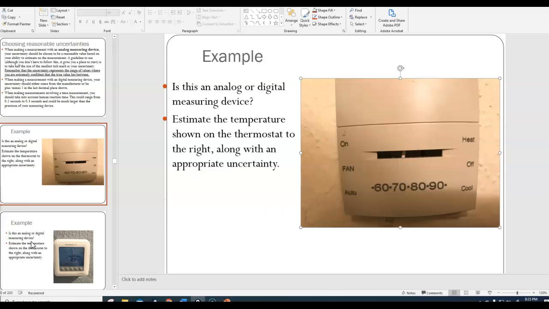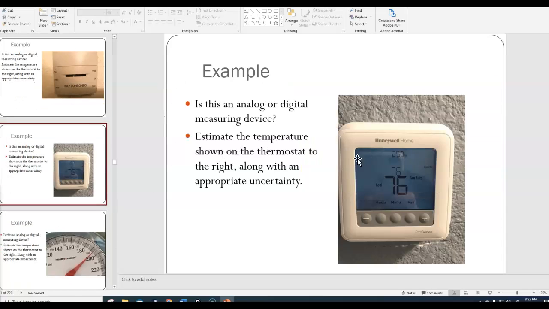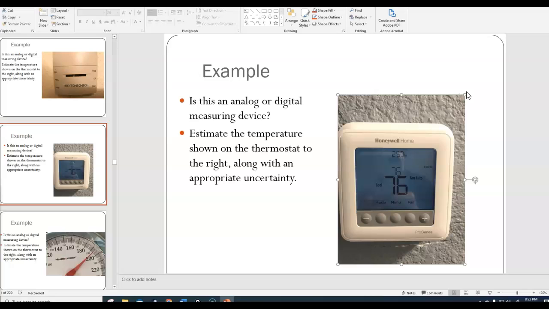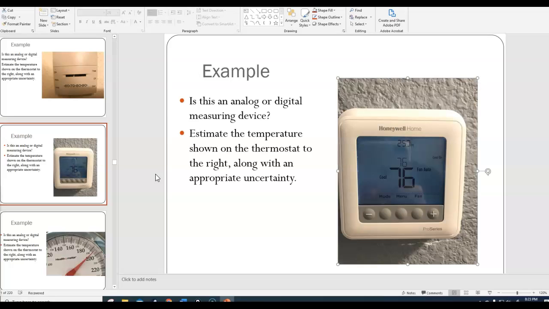Okay, so let's look at another measuring device. Is this an analog or digital measuring device? All right, so this is definitely a digital measuring device. We can see the digital readout right here. This bottom number that's big right here is the actual measured temperature, and the top number is the temperature that you set it to. Okay, so in this case it's set to 76, and it also happens to be 76 inside.